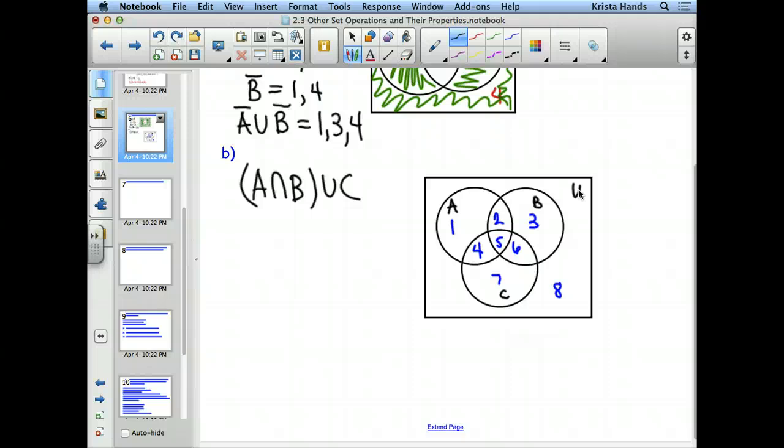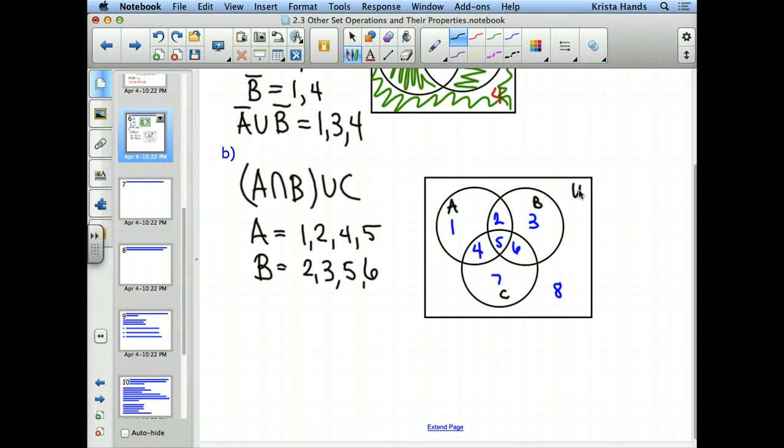The parentheses. I actually have parentheses in this problem, right? And just like with algebra, parentheses tell you where to start. You have to start with what's inside the parentheses. That's your starting spot. So the first thing I'm going to start with is A and B. And I don't have any complements on this one, so I don't have to worry about that. What numbers are inside of the circle representing the regions inside of circle A? 1, 2, 4, and 5. How about inside of circle B? 2, 3, 5, and 6.